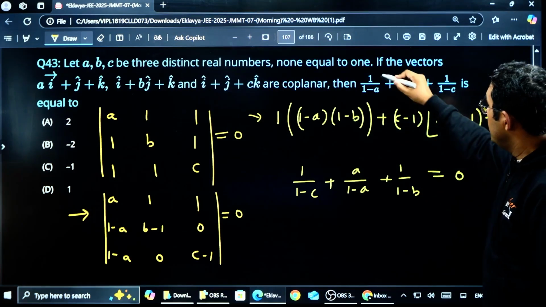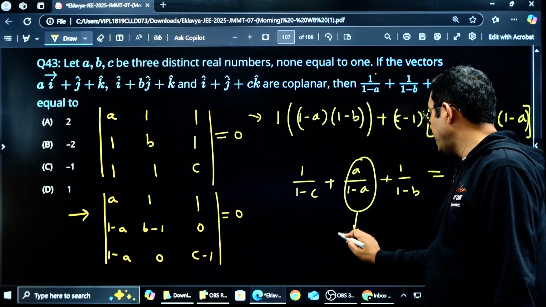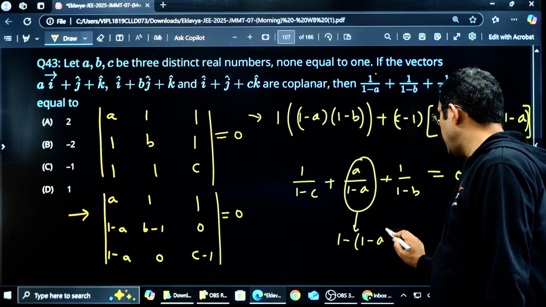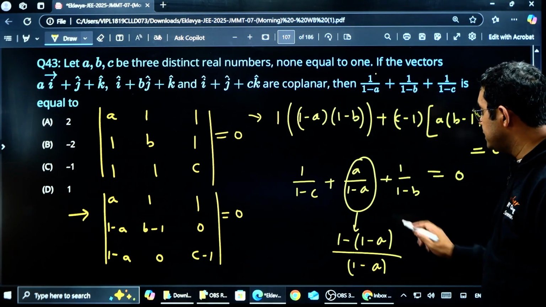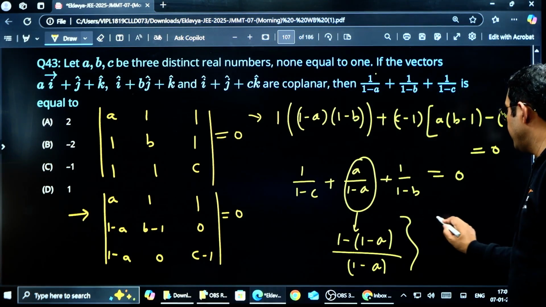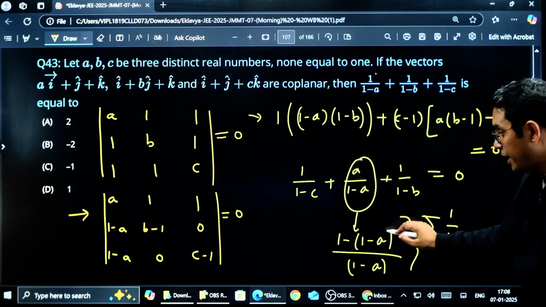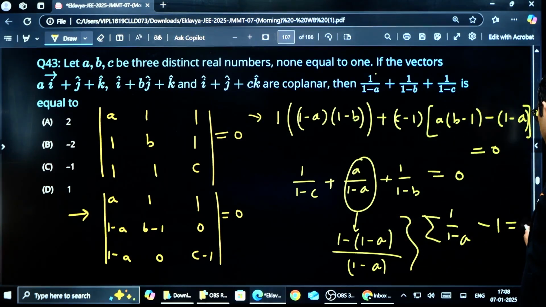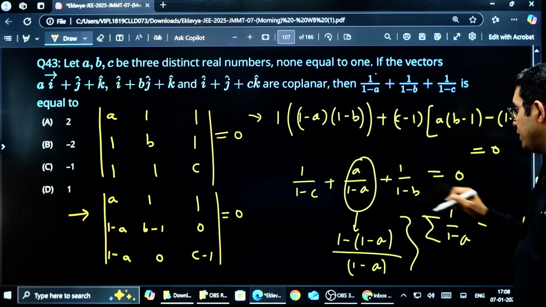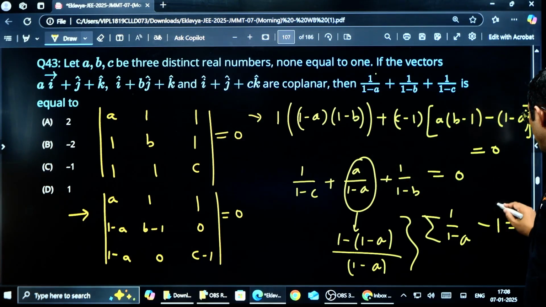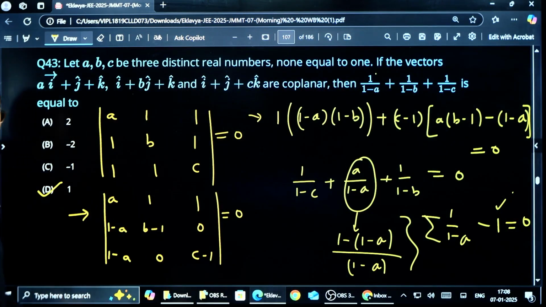But we are looking for 1 here, not A. So what I will do, I will change this by writing 1 minus A upon 1 minus A. Like that we can write. And then you can see this thing will become sigma 1 upon 1 minus A, and because of this, 1 minus A upon this minus 1 equal to 0. Sigma means 1 upon 1 minus A, 1 upon 1 minus B, and 1 upon 1 minus C. So this sum is going to be equal to 1. So the answer for this question will be D. Okay.